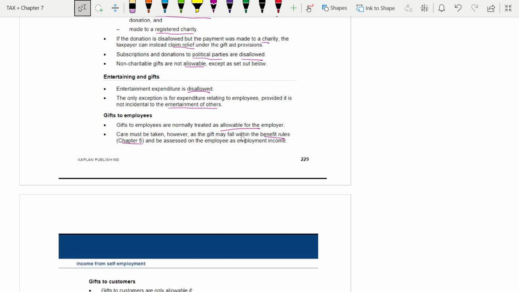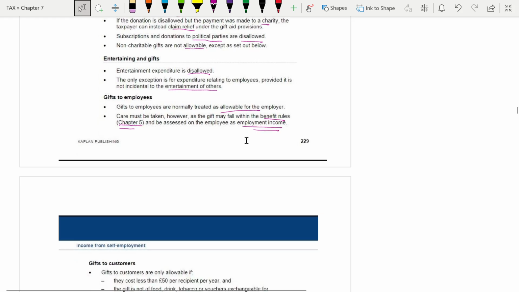Chapter 5, assessed employers, employee, employment income. We will see what the reasons are there.